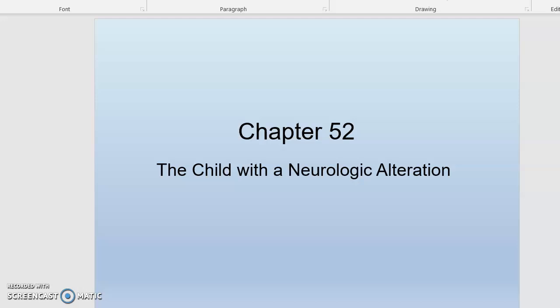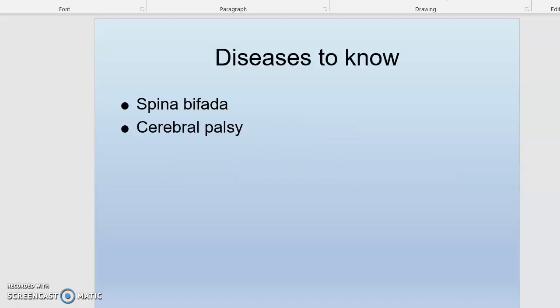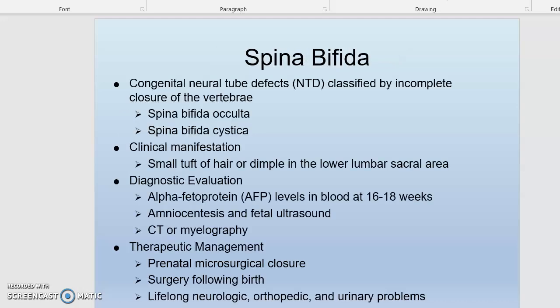All right, we're going to talk about chapter 52, the child with a neurologic alteration. The two diseases that we're going to talk about in this chapter are spina bifida and cerebral palsy. We're going to start with spina bifida, which you can find on page 1283 in your textbook.